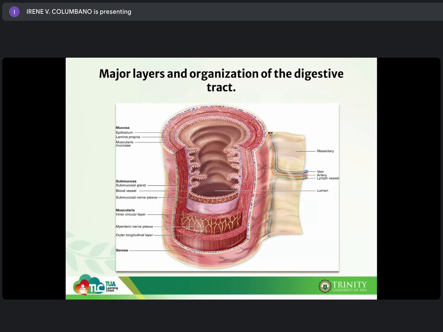These are the four major layers and organization of the digestive tract. Tandaan niyo po ito kasi from oral cavity down to anus, ito lang yung lagi nating pag-uusapan, yung apat na layers na yan. So, can you give me one layer in the digestive tract?